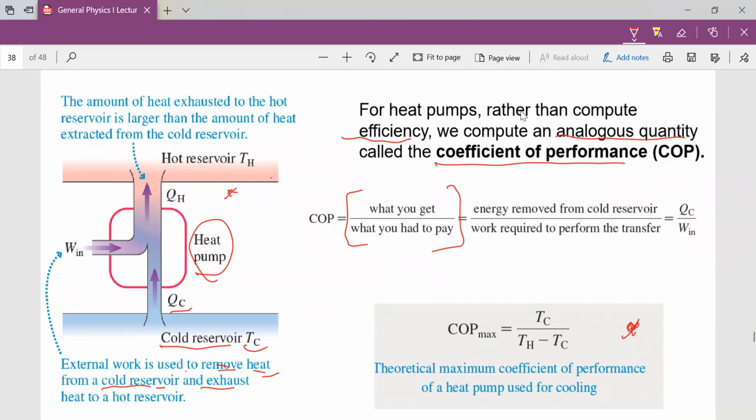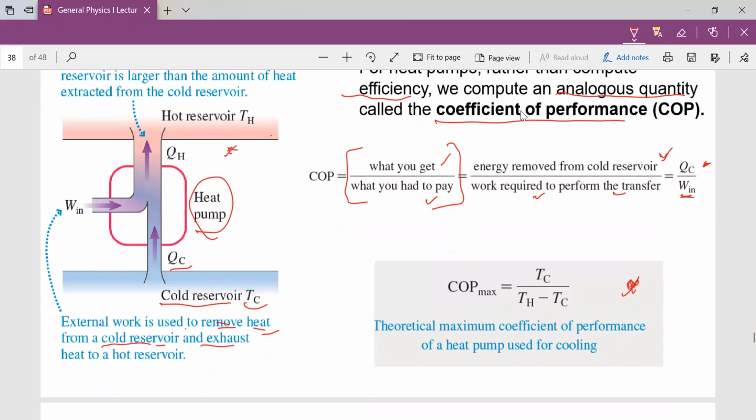But basically the equation is what you get over what you pay, which implies energy removed from the cold. So if it is a hot, it's going to be hot on the top, all right? So energy removed from the cold reservoir over the work required to perform that transfer. So we'll have the QC over the work in, that is work that is required or put into the system to perform that transfer, all right?